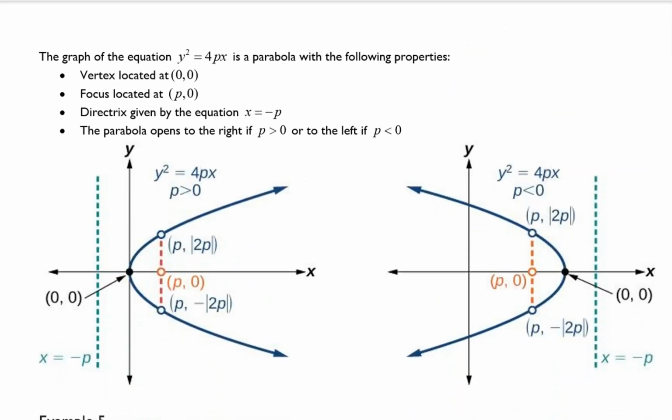Here we have two examples of parabolas that are either opening to the right or opening to the left, and it is important to acknowledge here that neither of these are functions because they would not pass the vertical line test. Let's go ahead and move on to an example.